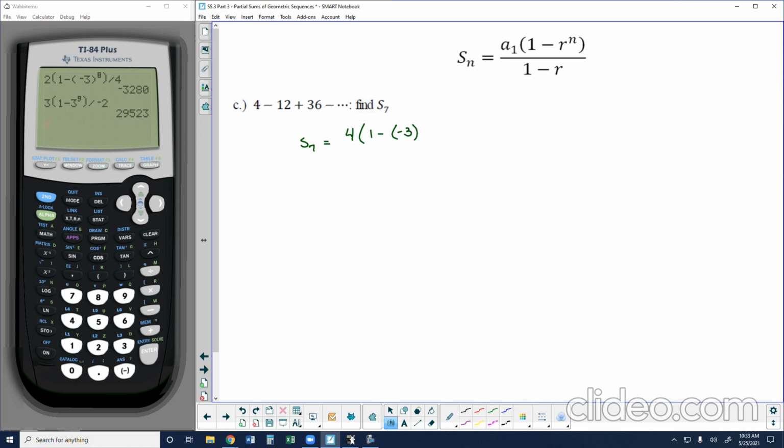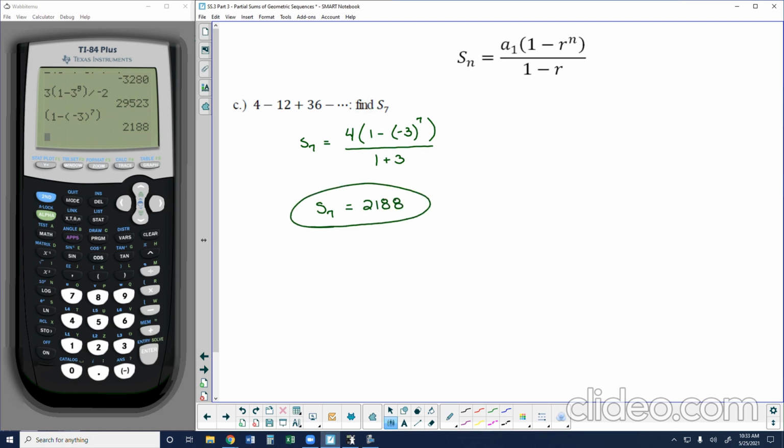Again, make sure that negative 3 is in parentheses before you apply the exponent of 7. In the denominator, I would have 1 minus the negative 3 to the first power, which can be combined as 1 plus 3. Now, quickly, I'm just going to do some mental math. 1 plus 3 is 4, and so this 4 in the numerator and this 4 in the denominator would actually eliminate each other. So in my calculator, all I need to really evaluate is what's inside the parentheses. Now, that's not always the case. So if you want to input the entire equation into your calculator, you certainly can do so. But in this case, we can take a little bit of a shortcut, and we can find that the series of the first 7 terms would be 2188.